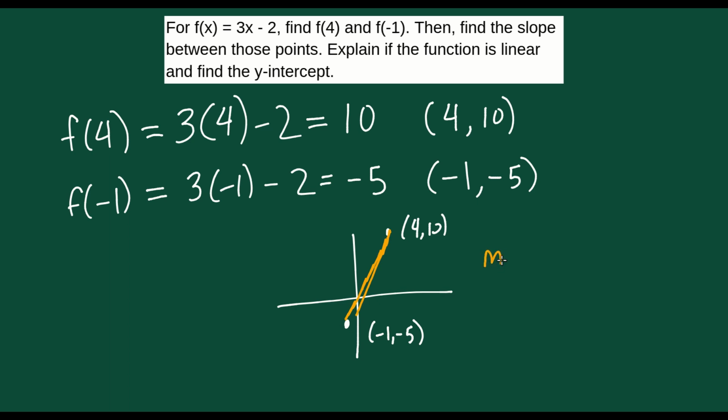Okay, so slope is typically m. Let's figure out the difference in y's first. So 10 minus a minus 5. Minus a minus becomes plus. That's the y's. And then the x's is going to be 4 minus a negative 1. So same thing. 4 minus a negative becomes plus 1. Simplify. 15 over 5, or just 3. So our slope is going to be 3. Okay?